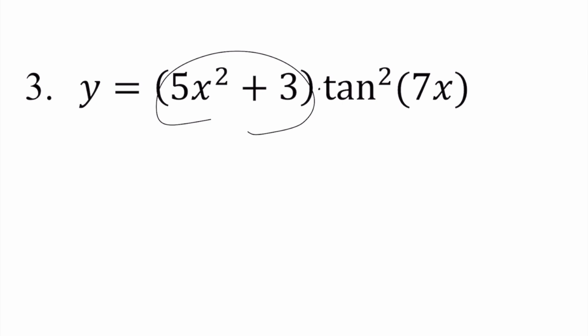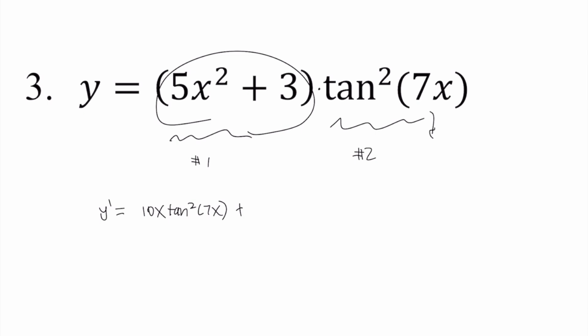First thing we need to do is to use the product rule. So this is going to be product number 1, and then product number 2. So y prime equals the derivative of the first one, which is 10x, and then just multiply the second one original, so tangent squared 7x, and then plus derivative of tangent squared 7x.